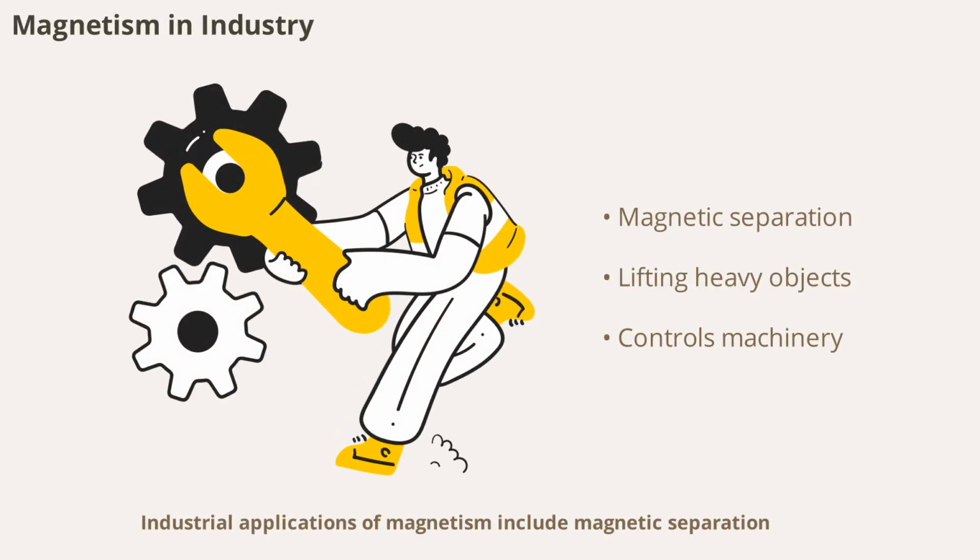Industrial applications of magnetism include magnetic separation, lifting heavy metal objects, and controlling machinery. Magnetic sensors monitor positions and speeds, while magnetic brakes and clutches provide smooth operation in vehicles and machines.